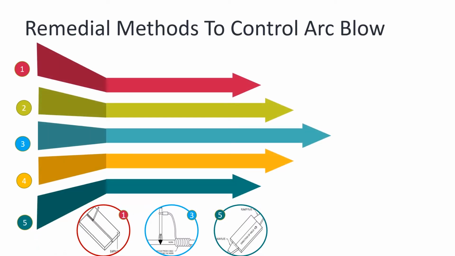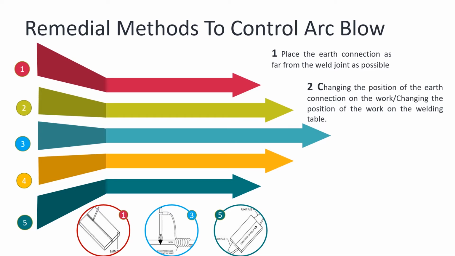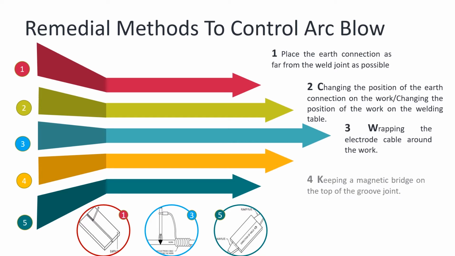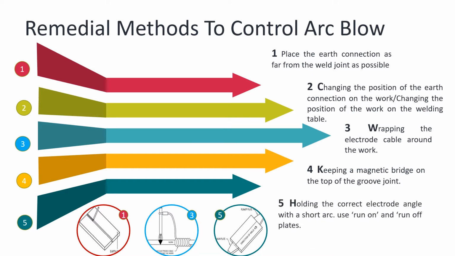Remedial methods to control arc blow. First, place the earth connection as far from the weld joint as possible. Second, change the position of the earth connection on the work. Third, wrap the electrode cable around the work. Fourth, keep a magnetic bridge on the top of the groove joint. Fifth, hold the correct electrode angle with a short arc.